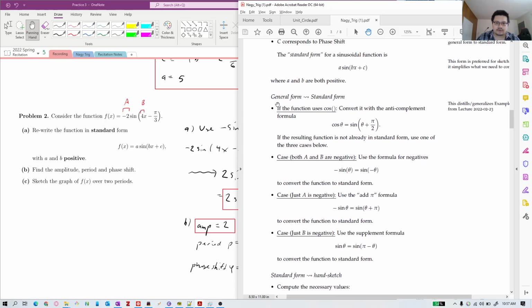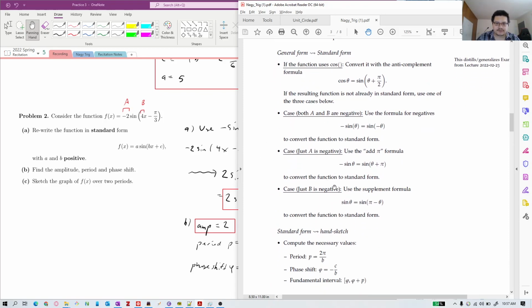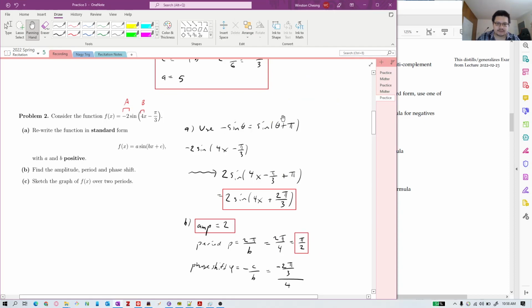And in our notes, we have these things. First of all, does the function involve cosine instead of sine? Well, in this case, no. So we can skip this part, and then we fall into one of these 3 cases. The case that we have in particular is just A being negative. So our notes tell us that we are going to use this transformation: minus sine of theta is equal to sine of theta plus pi.